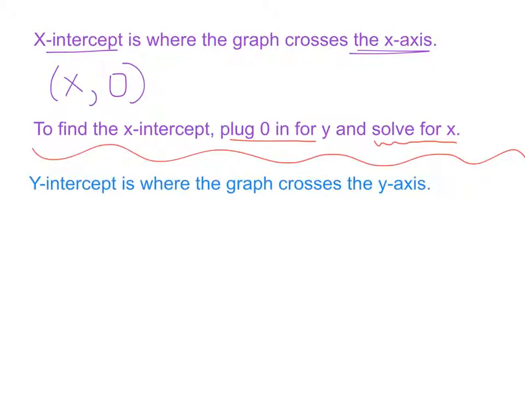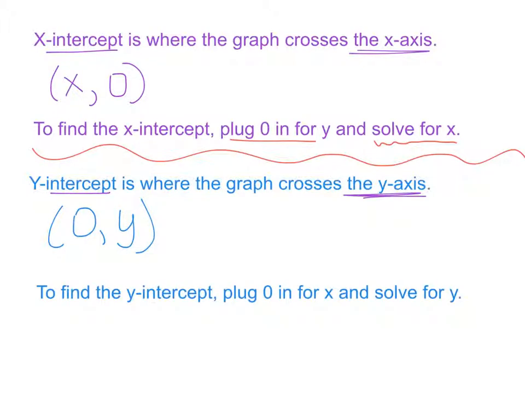The y-intercept is where the graph is going to cross the y-axis. This is also written as an ordered pair, so now we're going to have 0 for the x value, and then we'll have whatever our point is for y. To find the actual point, we are going to plug 0 in for x and then solve for y.